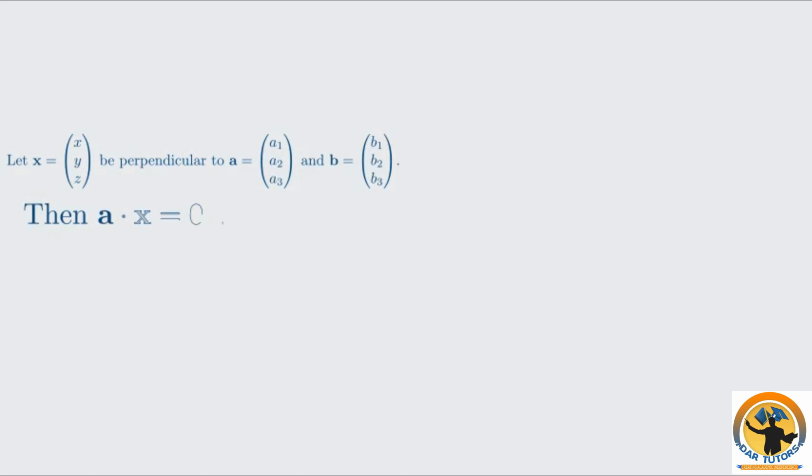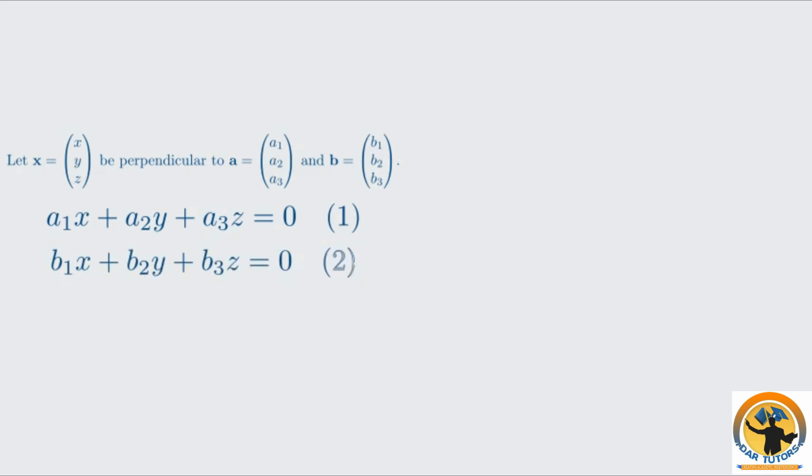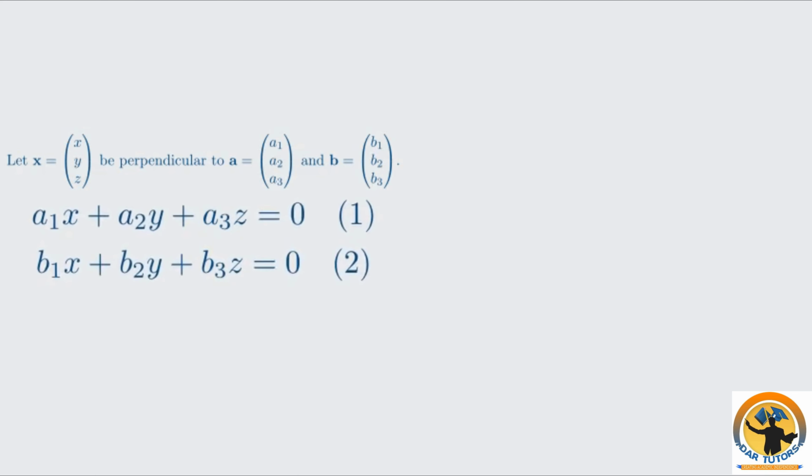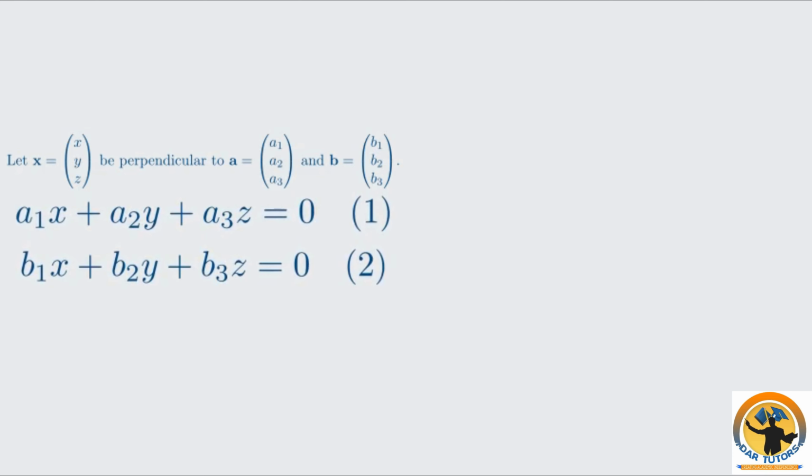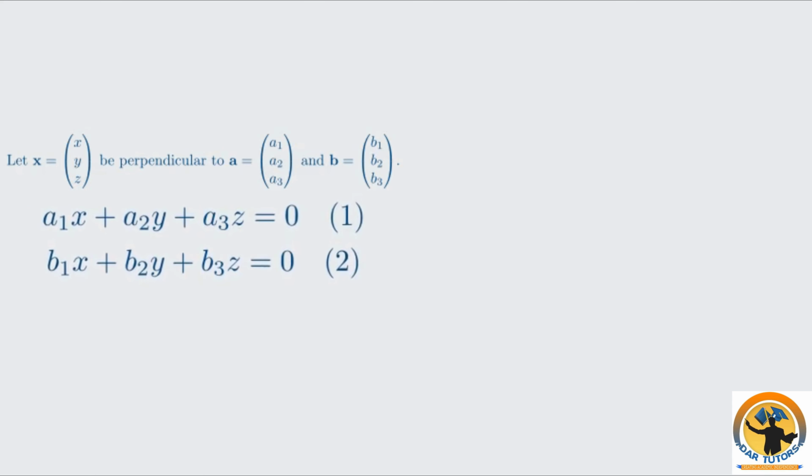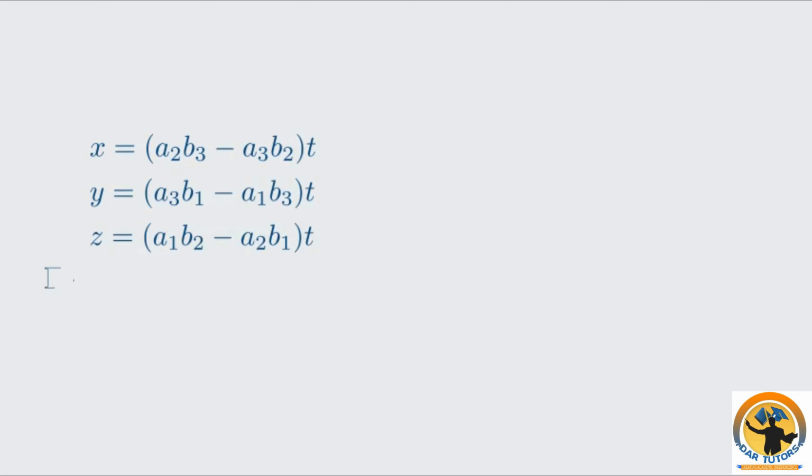Suppose we have a vector with components x, y, and z, which is perpendicular to two other vectors, A and B. If it is perpendicular to A and B, their scalar products must be 0. This gives us two equations, A dot x equals 0 and B dot x equals 0. Expanding these dot products gives us a system of two linear equations with three variables. We can solve this system for x and y in terms of z. After some algebraic manipulation, which you can find in your textbook, we arrive at a solution. The solution shows that x, y, and z are proportional to these specific expressions.